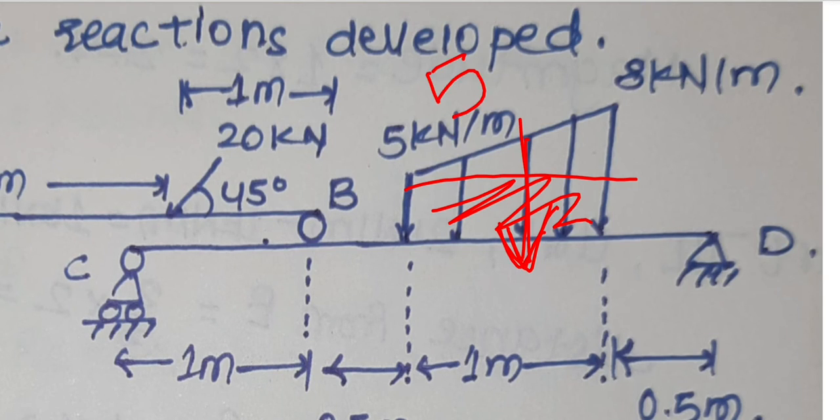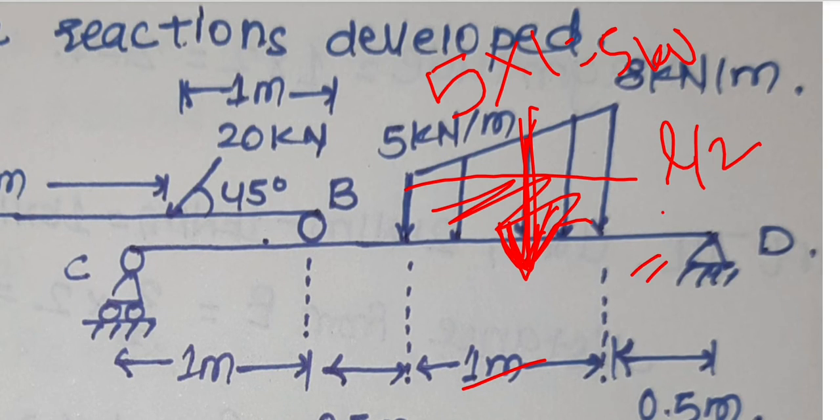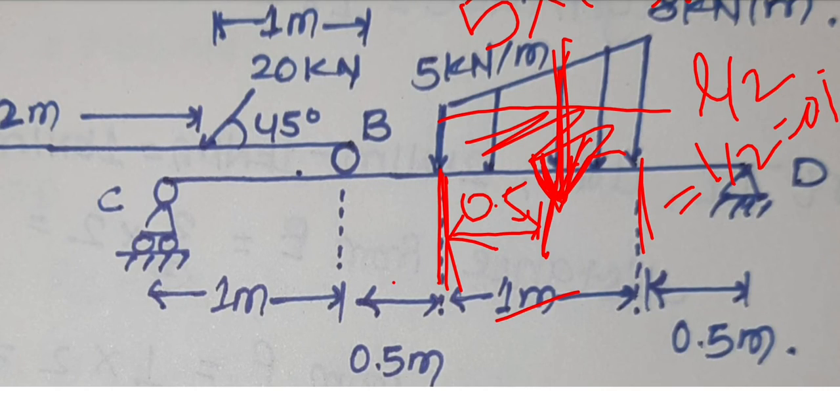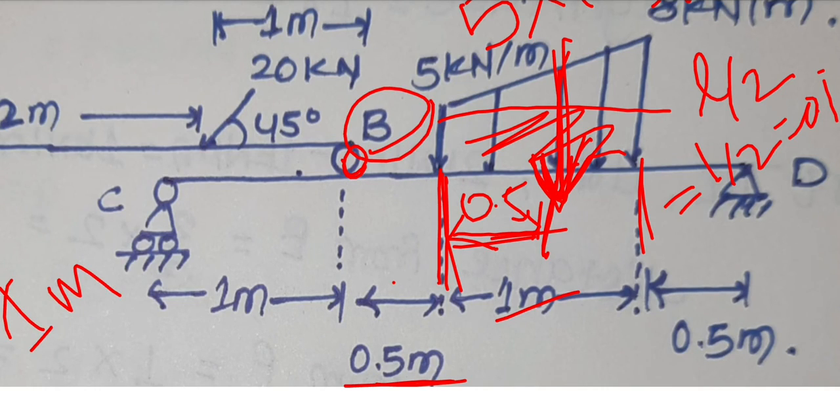We will take 5 into the length equal to 1, that is a 5 kilonewton load will be acting at a point. What will be the point? It will be L by 2, where L is the span, that is 1 by 2 equal to 0.5. So it will be at a 0.5 meter from this load starting. If we pay some more attention, we get that this is 0.5 and this is 0.5. So it will be at a distance of 1 meter from this point B.